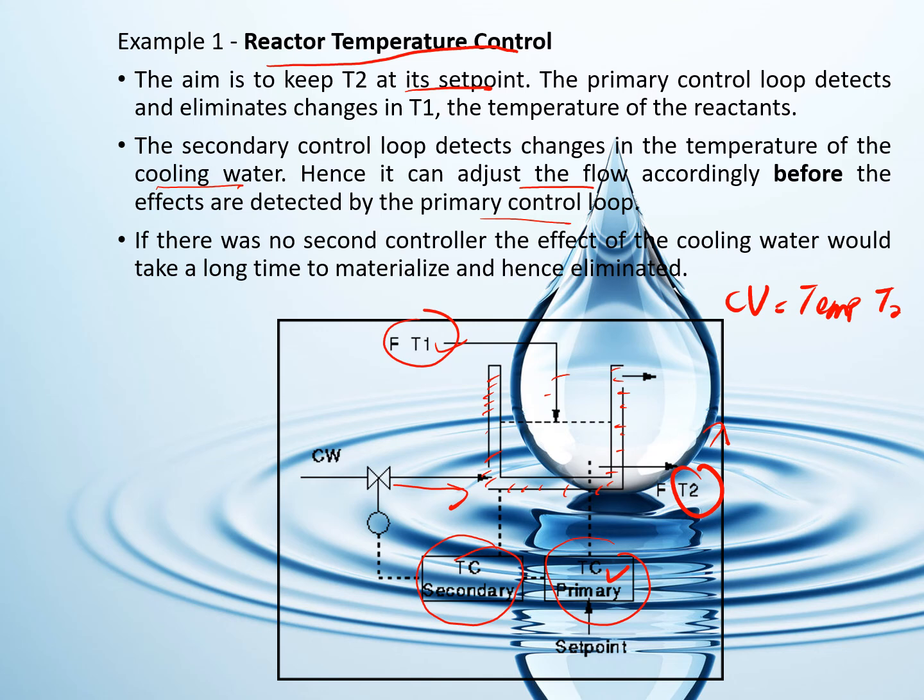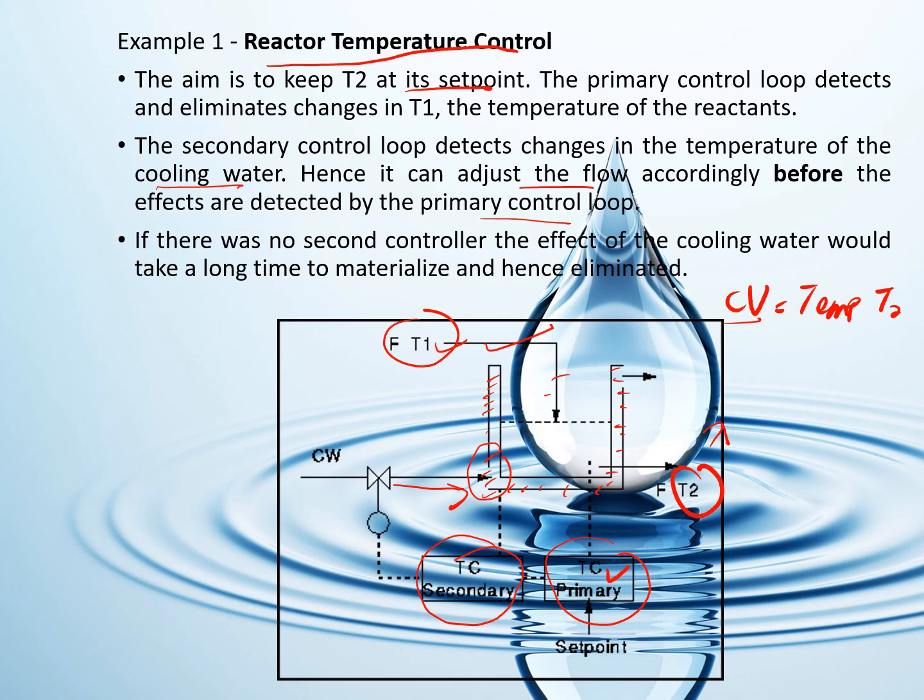That means that is why we have to detect the changes inside the cooling water. Sometimes this will cause the temperature inside the reactor, the control variable itself T2, to deviate from the set point. So that's why we also need to cater to the changes occurring inside this cooling water. So that's why we have two control loops. Firstly is to cater to T1. Secondly is to cater to the changes of the cooling water.